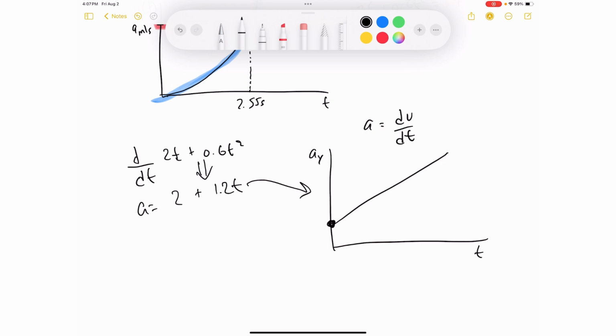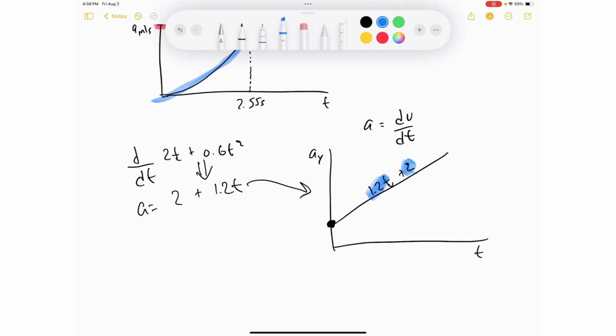So this dot right here represents the initial acceleration, 2 meters per second squared, right? But the acceleration is changing, right? So this line right here is 1.2t plus 2. And the slope here, the 1.2t, that slope is actually jerk. So remember, jerk is the change in acceleration over time. So this part here is the jerk, and this part here is acceleration. The acceleration was initially 2, but of course it's changing over time.